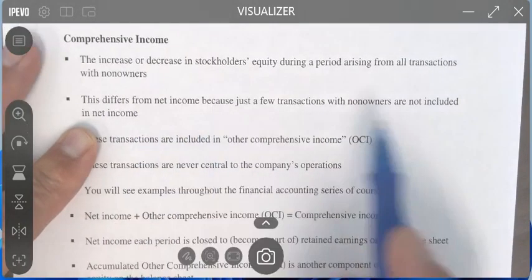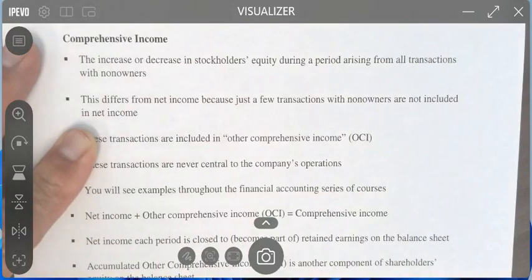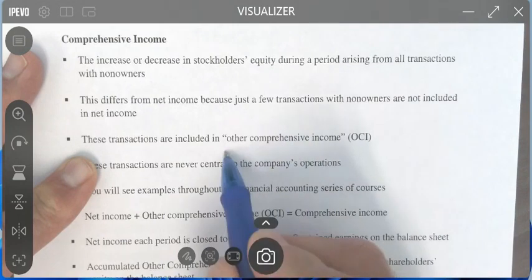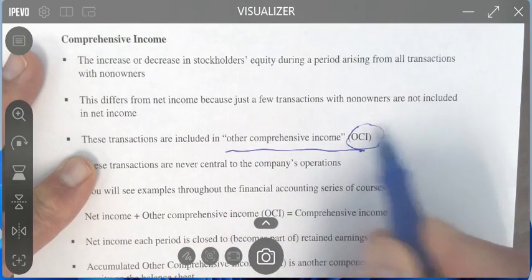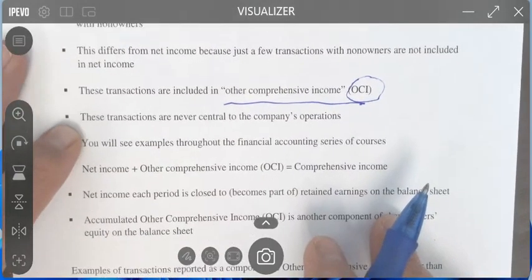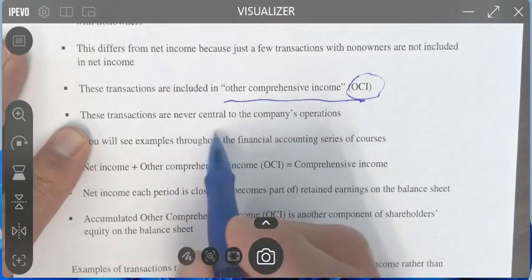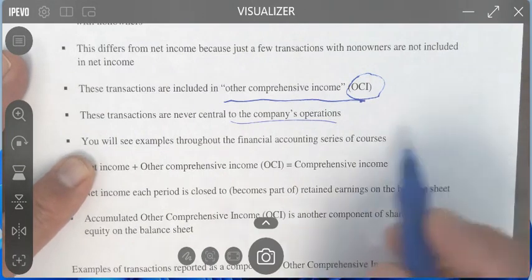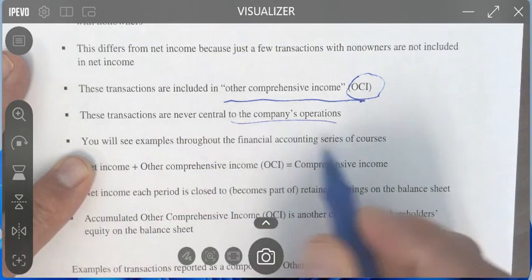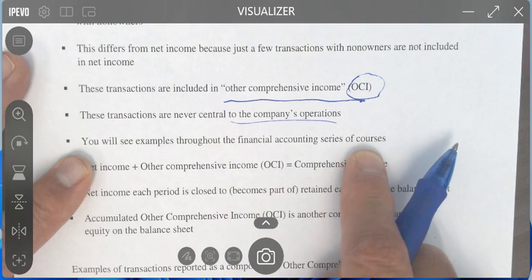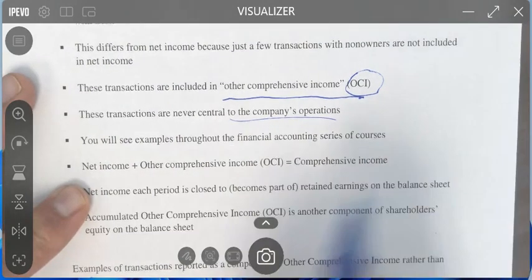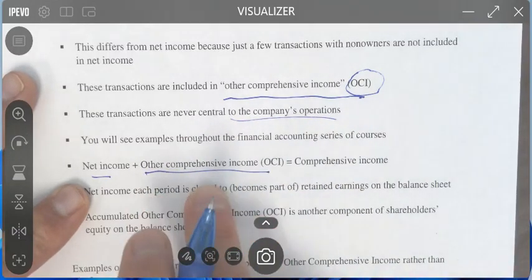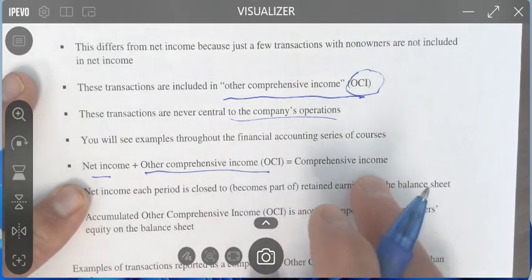You're going to see examples of these throughout your next few financial accounting reporting courses. These transactions are included in other comprehensive income, which you'll hear called OCI. These transactions are never central to the company's operations. I'll tell you that up front. Again, you'll see examples throughout your series of financial accounting reporting courses. Now, net income plus other comprehensive income or minus other comprehensive loss is comprehensive income.